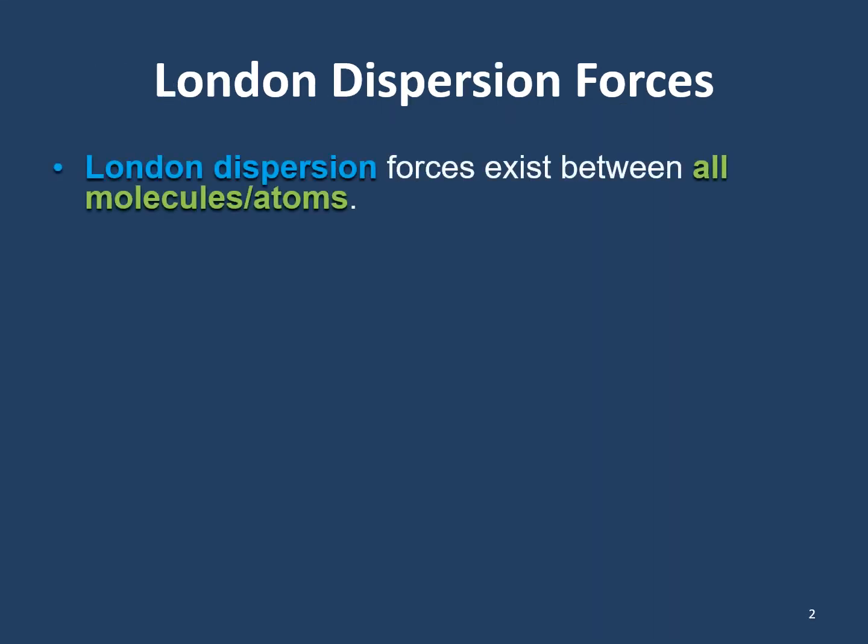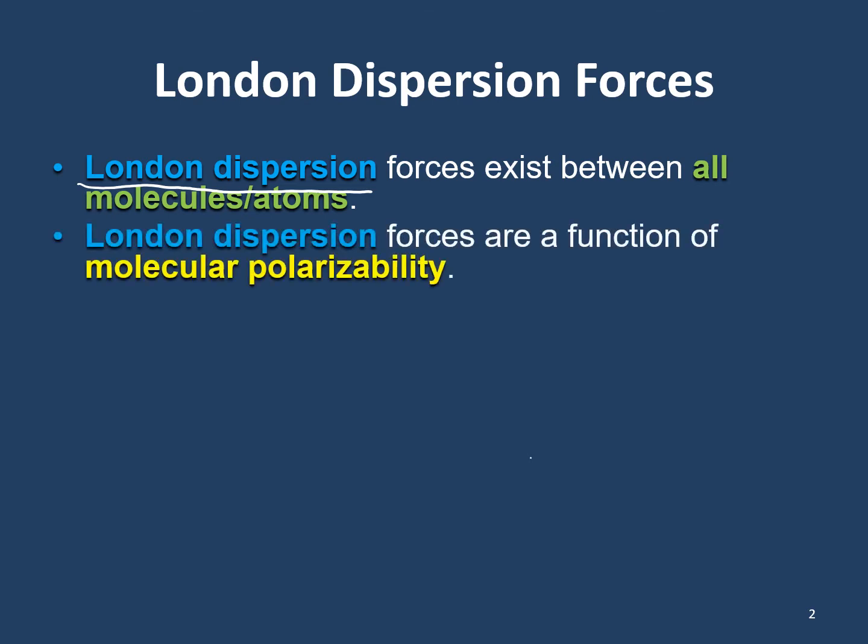So London dispersion forces, they exist between all molecules and atoms. One of the things you're going to be asked to do for questions in this chapter is determine what intermolecular forces are present. And one answer to that question is always London dispersion. London dispersion is always present, no matter which molecule we're talking about, or atom, or compound, whatever, they all have a London dispersion interaction. It's also the weakest type of intermolecular force.